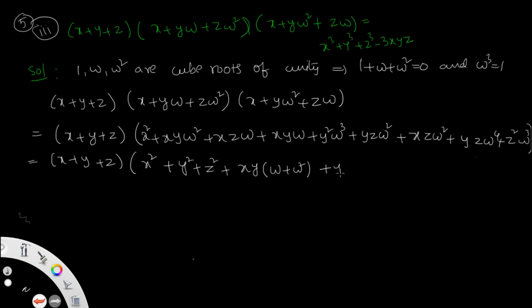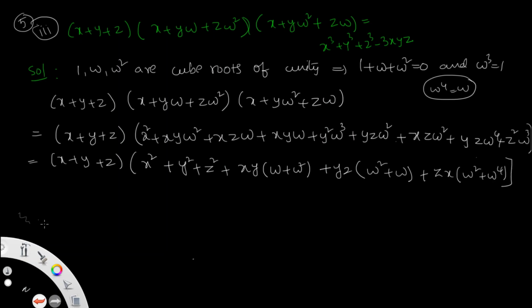Yz is common. Then you get here yz, here yz. But omega square plus omega power 4, omega power 4 is nothing but omega. That is a very basic question. And next, yz and zx are there, omega square plus omega power 4. So that is the total value.